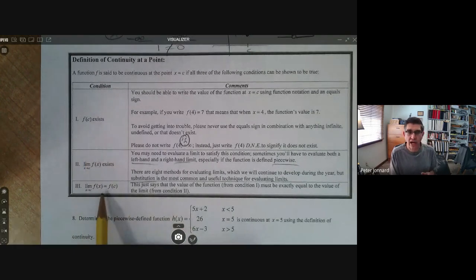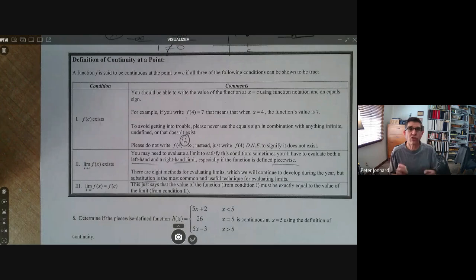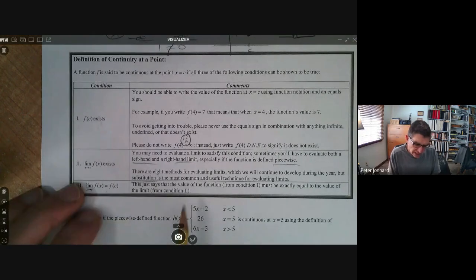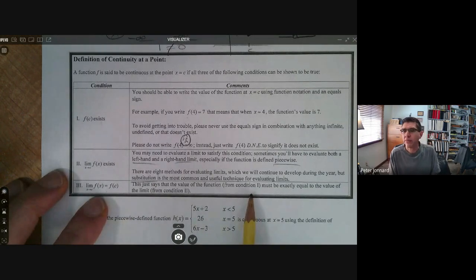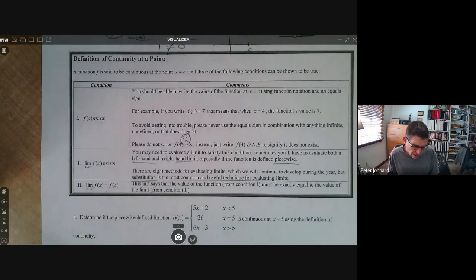And remember, you guys, I only use an equal sign if I have a finite number here and a finite number there. I never use the equal sign for infinity equals infinity. If you never do that, you'll never have to worry about whether it's continuous or not, okay? So this just says that the value of the function from condition 1 must be exactly equal to the value of the limit from condition number 2. Okay, so here's an example.